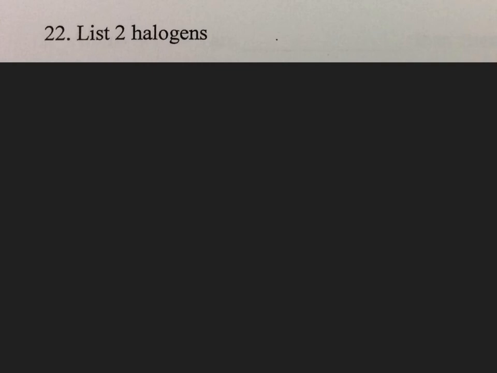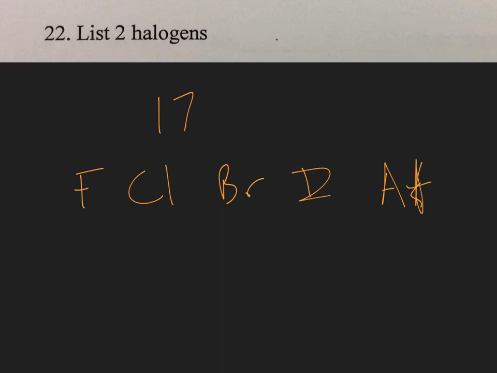Two halogens. All right, we just did the halogens a couple minutes ago, group 17. So fluorine, chlorine, bromine, iodine, and astatine. Astatine would be the halogens. Pick any two of those.